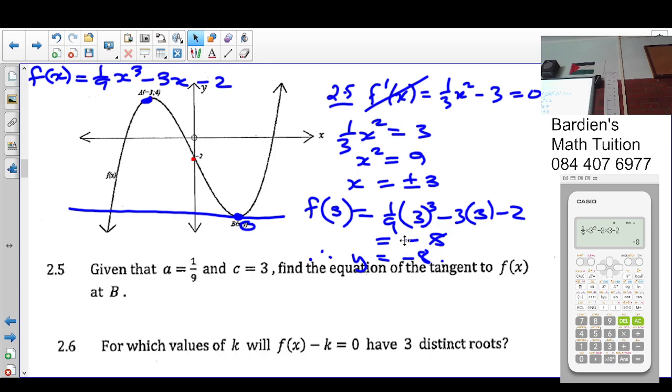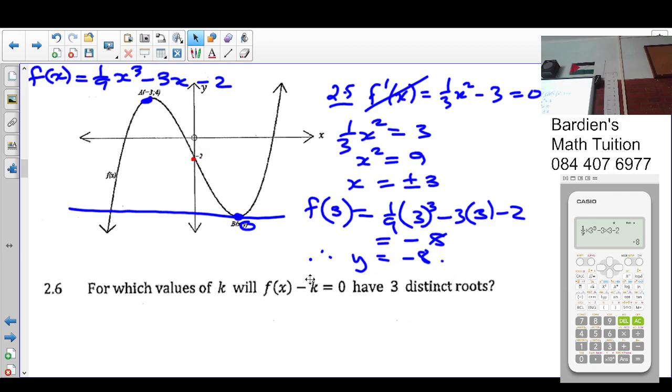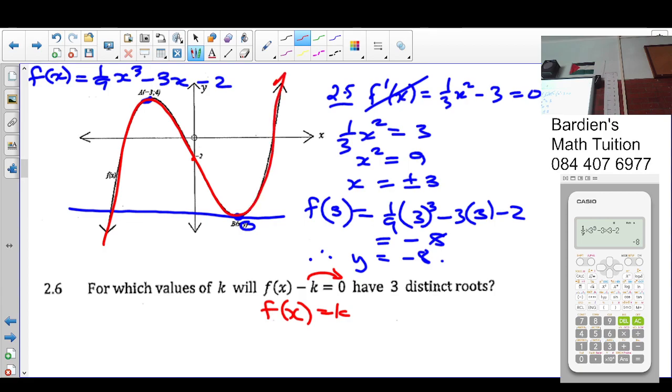Then the last question says, for question 2, we are asked for which values of k will f of x equals k have 3 distinct roots. People, firstly, what are roots? It's your x-intercepts. For those of you who don't know, make a note there that the roots are your x-intercepts. So currently, how many roots are here? 1, 2, 3.